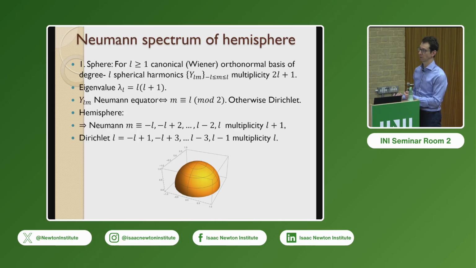What are the Neumann eigenfunctions? These are precisely spanned by Y_L^M for M equal to minus L plus 2, etc., until we get to L. There are precisely L plus 1 of these. And the remaining ones, precisely L, are Dirichlet ones. Okay, and just a sanity test: L plus 1 plus L equals 2L plus 1. So we span the entire space.